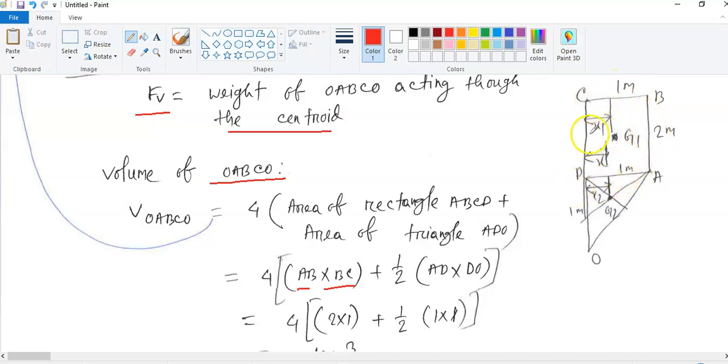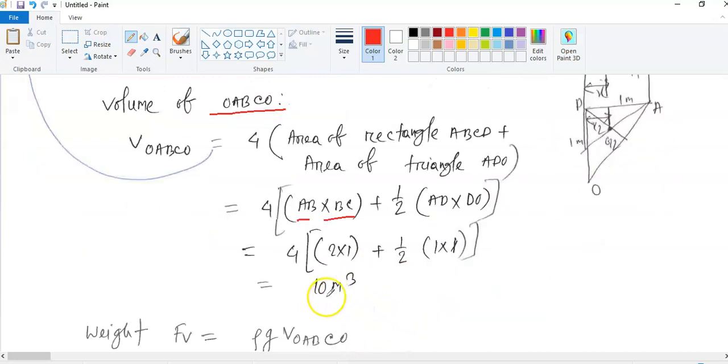Because this is a rectangle. So if this is 1, this is 1. If it is 2, this is 2. Similarly, if this one is 1, it will be 1. It is given there in the design, so it will also be 1. So we got 1 and 1, so AB equal to, and the rest of 1. So we got 10 meter cube, the volume.